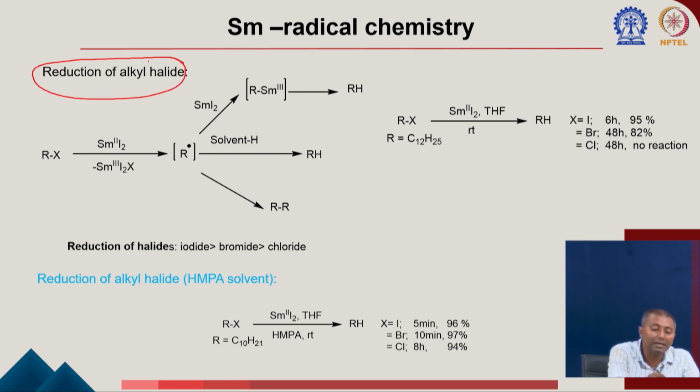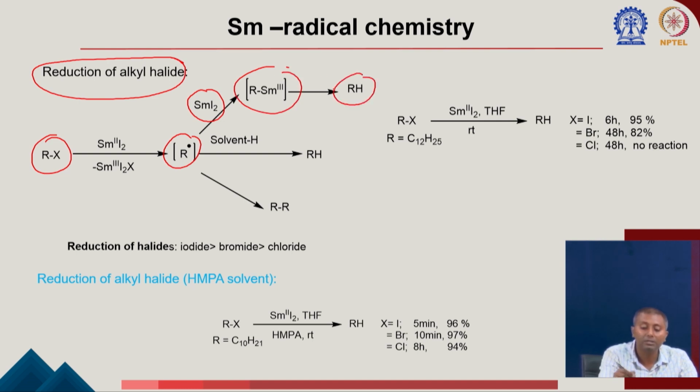So, first, if you have an RX and the samarium iodide, it is going to form this R dot through a single electron transfer. Samarium will be converted to samarium 3 and it is going to form the R dot, which can take another samarium iodide to form this RSm3, which can finally take some proton to get to the RH. Or there could be a hydrogen atom abstraction from the solvent to form the RH, or there is a process called radical recombination to form a dimer.